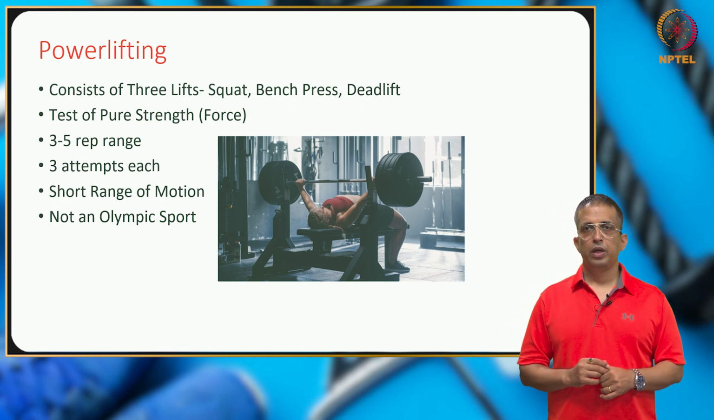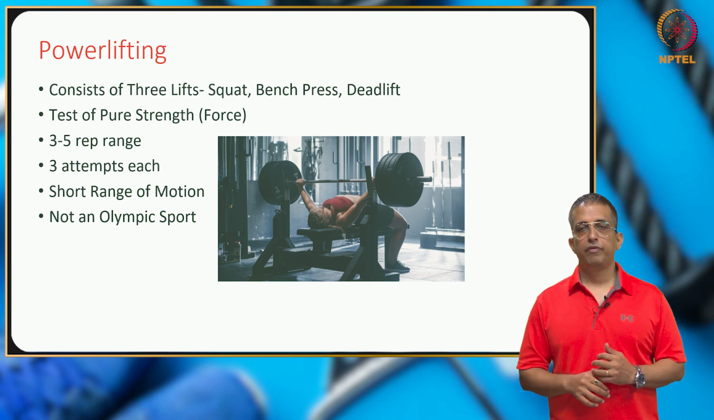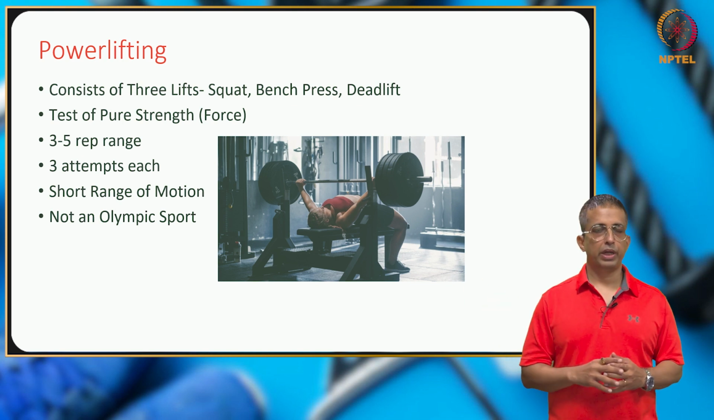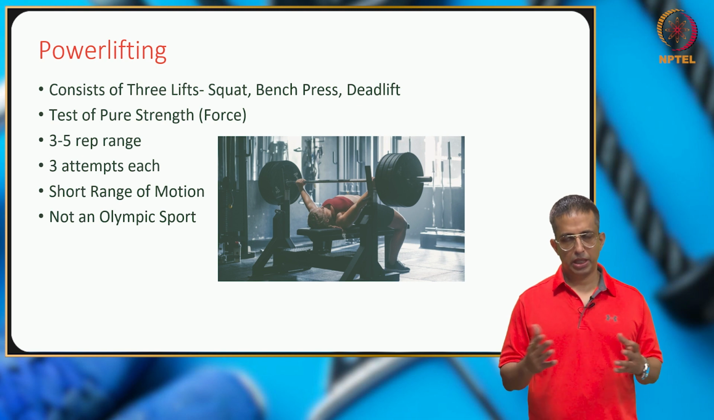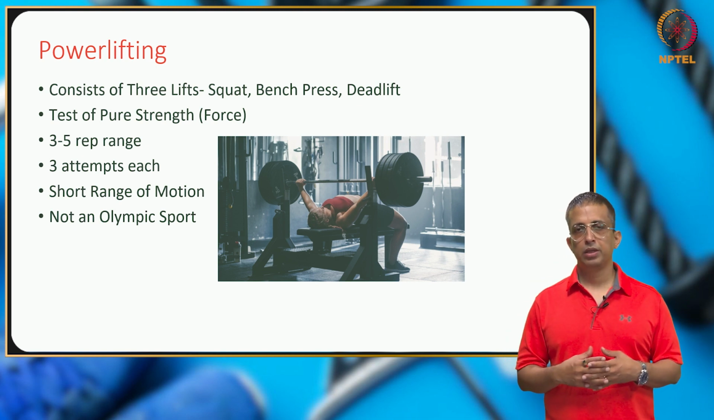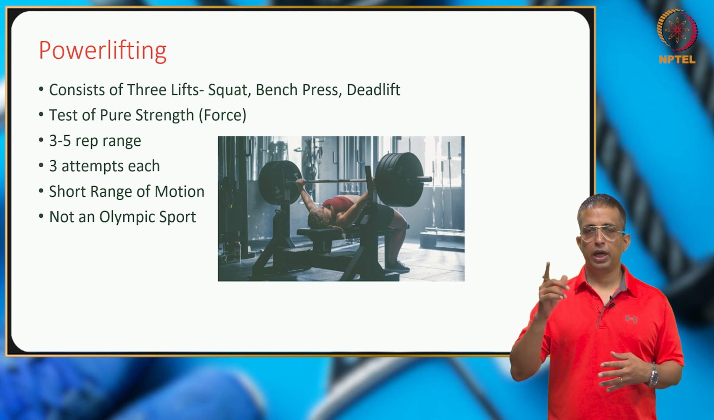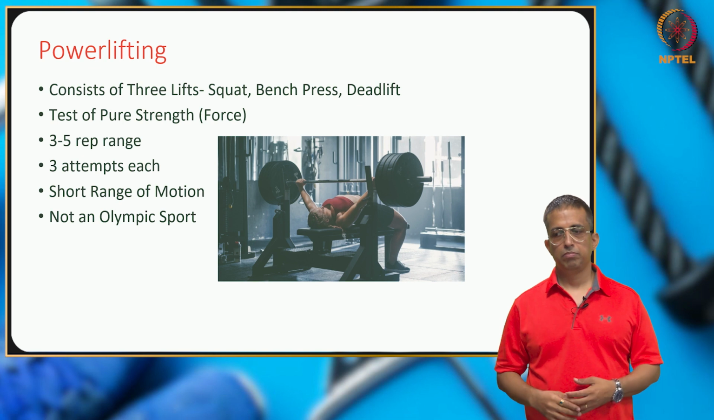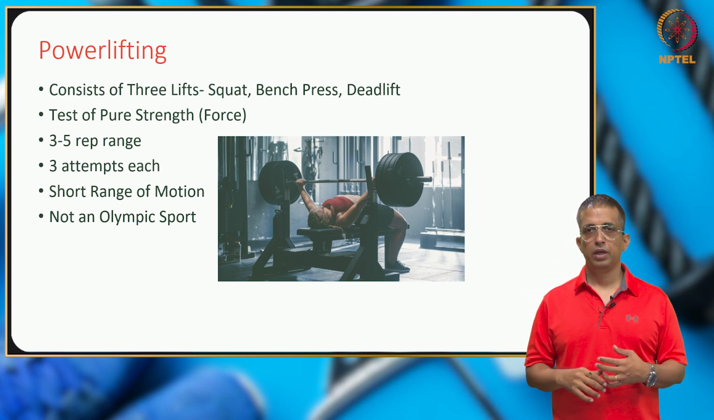Okay. Now coming to the next lift, the bench press. Now the difference between a squat, deadlift, and including even the Olympic lifts, and the bench press is that in a bench press, as the name suggests, you need a bench. It's not a lift between just the human body and the bar. In a squat, it's a bar which is on your shoulder, you squat, come up, that's the lift.